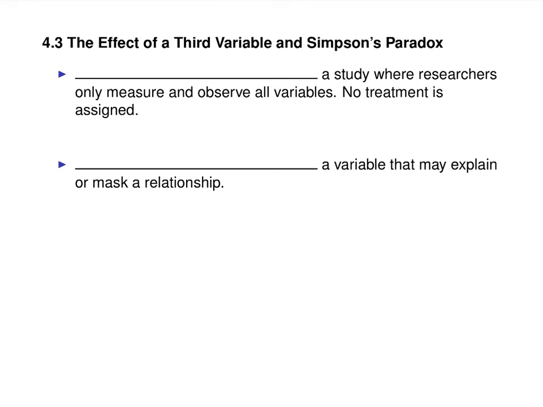All right, now sometimes funny things can happen when looking at row and column percentages for categorical data, and one of them is so paradoxical that it has a name. It's called Simpson's paradox. So remember that an observational study is a study where researchers only measure and observe all variables, no treatments assigned. And a confounding variable is a variable that may explain or mask a relationship.